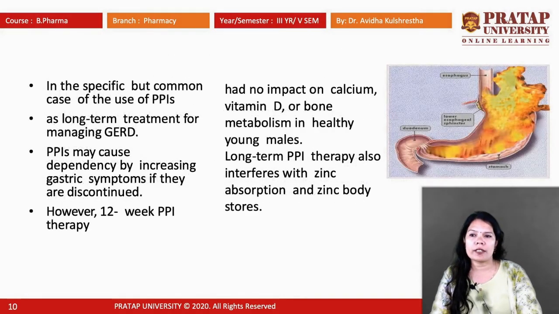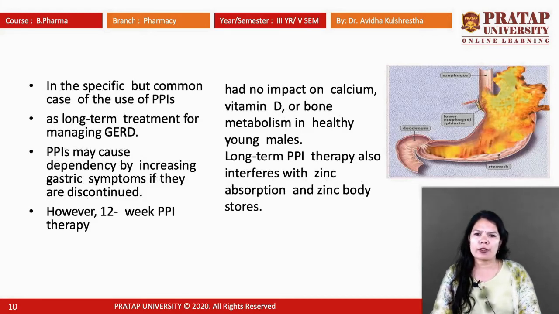What happens with long term use? In the specific but common case of use, PPI had no impact on calcium, vitamin D, or bone metabolism in healthy young males. As a long term treatment for managing GERD, PPI may cause dependency by increasing gastric symptoms if they are discontinued. It also happens sometimes when we discontinue.